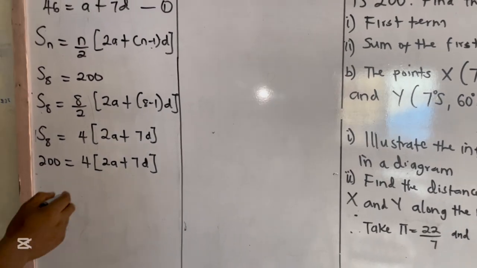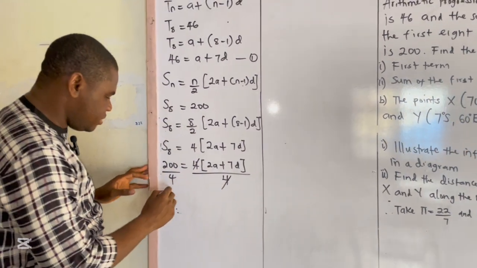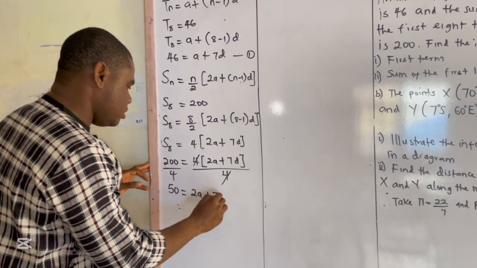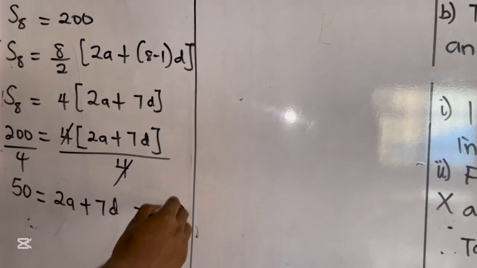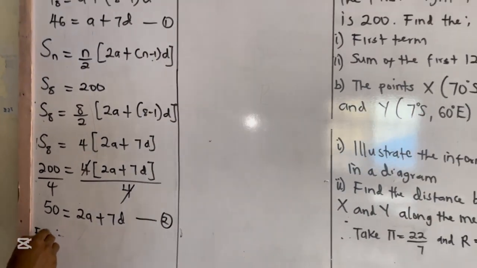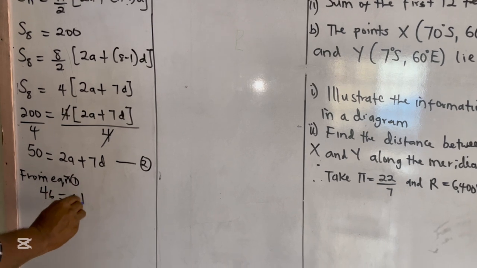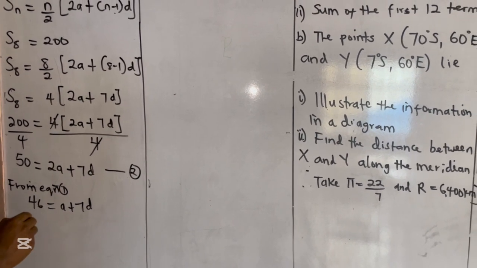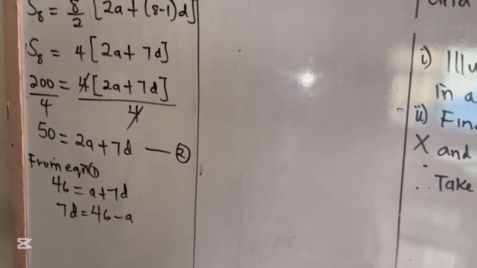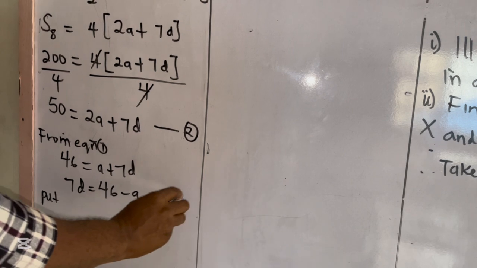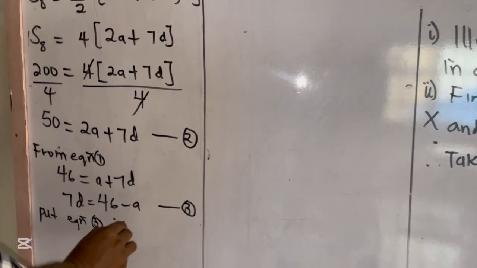So we can divide both sides by 4. This cancels this. 4 goes into 200, that's 50. So we are now left with 2a plus 7d. Don't forget, let's call this equation 2, and I already have equation 1. Now from equation 1, we have 46 is equal to a plus 7d. We can rearrange this as 7d is equal to 46 minus a. Let's call this equation 3. We are going to put equation 3 into equation 2.